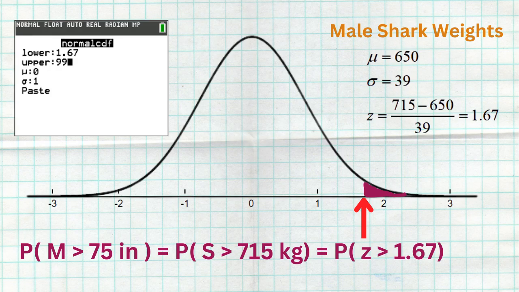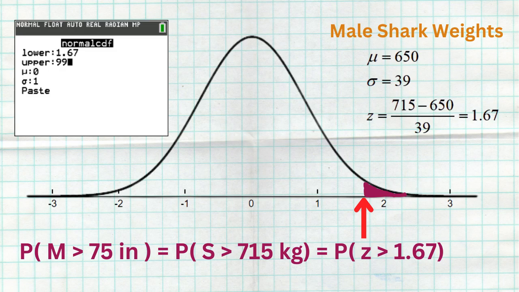We don't have an infinity button on our calculator to go greater than 1.67, so we're just going to use a really big z-score like 99. I mean, a z-score of 99 would be amazingly large, but essentially we're just using 99 to act as infinity.